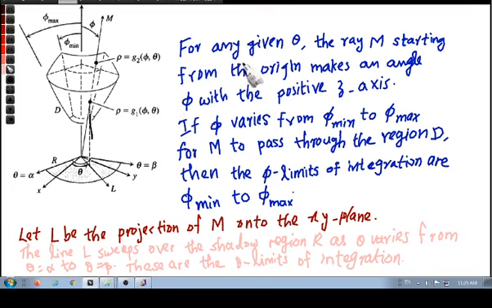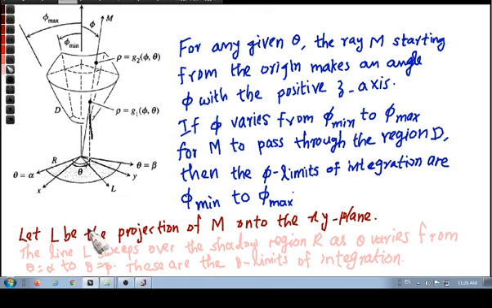Now next is how to fix the limits for phi. For a given theta, this is the ray M, which was not in the previous figure. Suppose the ray M starting from the origin makes an angle phi with the positive z axis. So this is the angle phi that the ray M makes with the positive z axis. Now if phi varies in between two numbers, call them phi min and phi max, such that M has to pass through the region D, then the phi limits of integration are these numbers phi min and phi max.